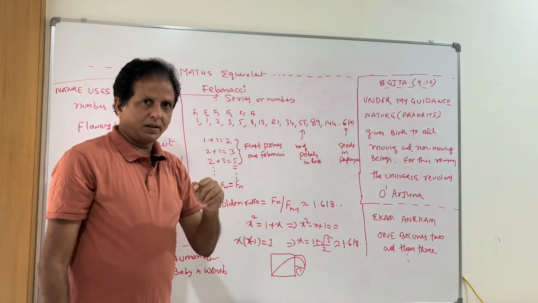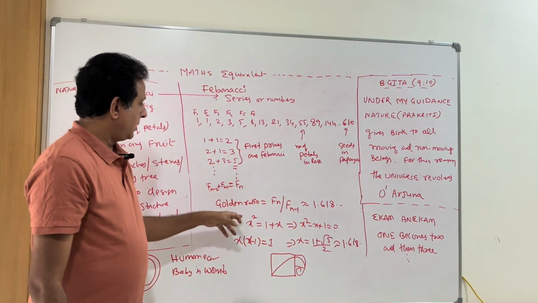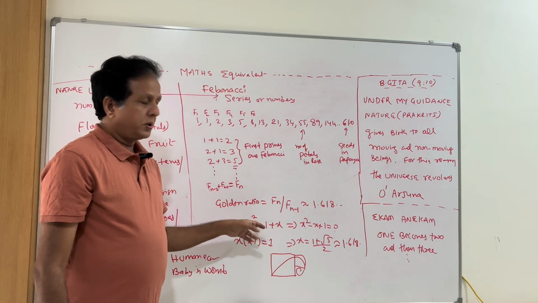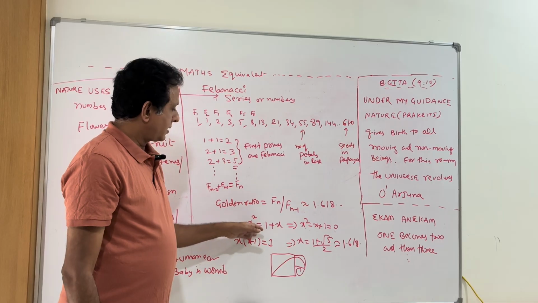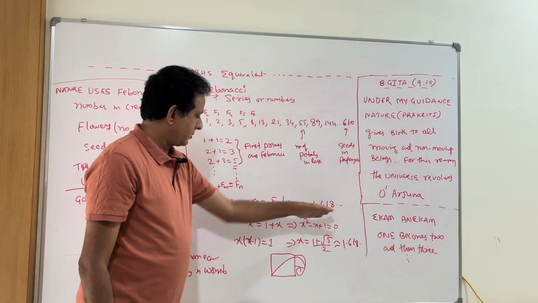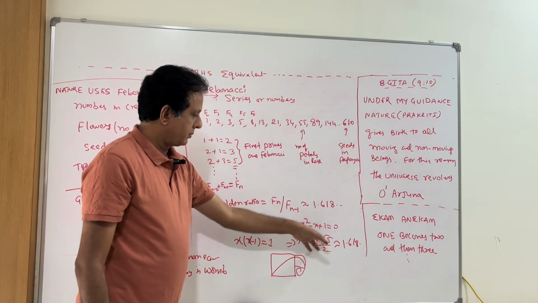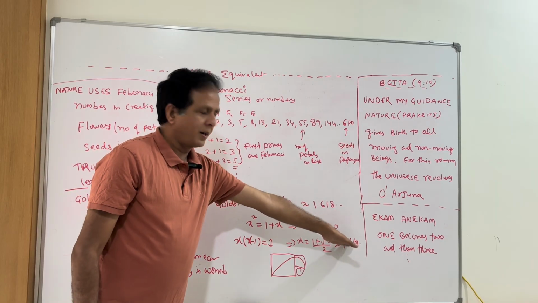So what is the golden number? What is the golden ratio? It is the solution to this equation: x squared is equal to 1 plus x. When x squared is 1 plus x, x is equal to (1 plus root 5) by 2. That is 1.618.